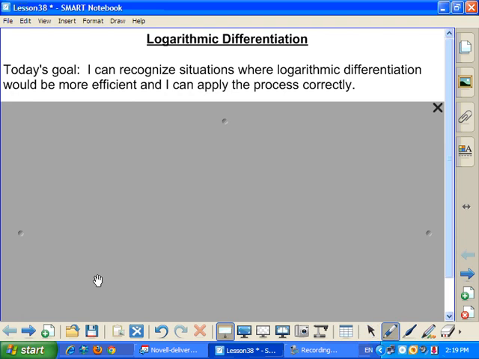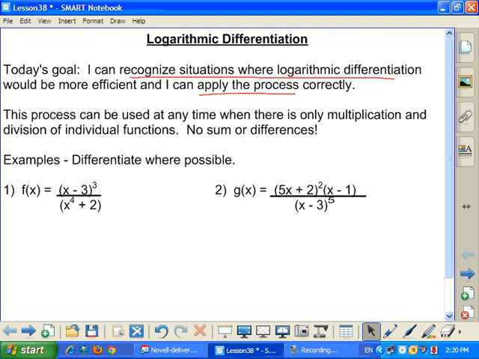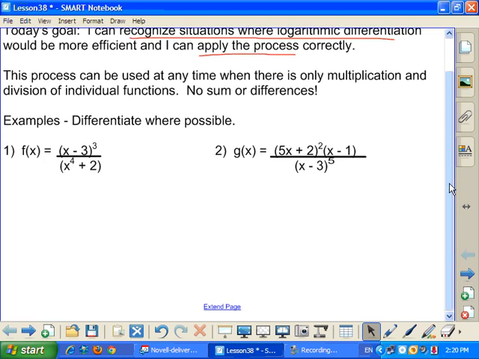So what's the goal for today? I want you to recognize situations where logarithmic differentiation would be good, and then obviously I want you to be able to apply the process correctly. So those are the two things: identify when it should be used, and then apply it correctly. The short answer is you can use logarithmic differentiation at any point in time. The question is, when is the right time? When is it more efficient for you?